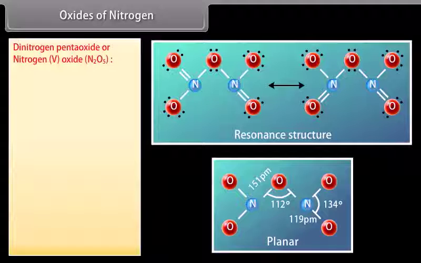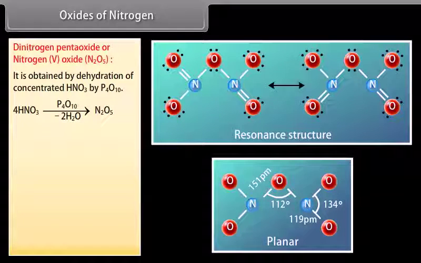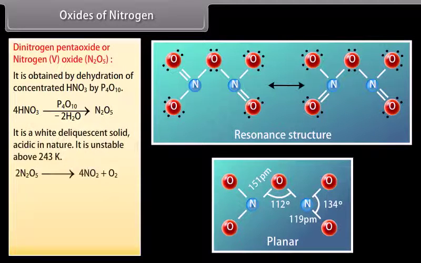Dinitrogen pentoxide, or nitrogen(V) oxide. It is obtained by dehydration of concentrated HNO3 by P4O10. It is a white deliquescent solid, acidic in nature. It is unstable above 243 Kelvin.